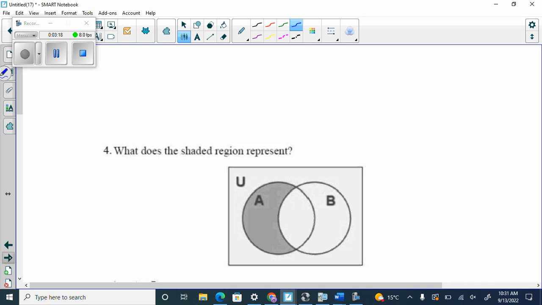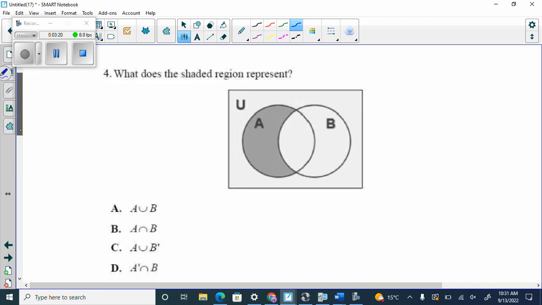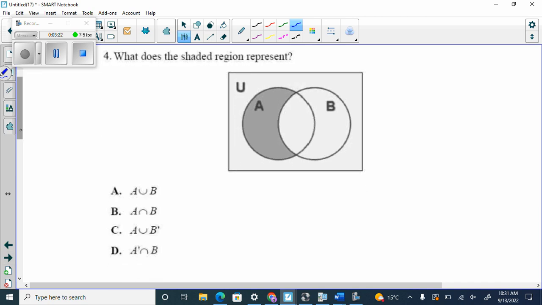Okay, what does the shaded region represent? Okay, let's look at this. We're going to use our brain cells. A little bit of memorization, a little bit of brain cells. So it's a crescent moon, right? We have a crescent moon shaded.